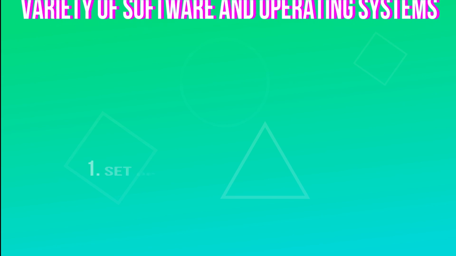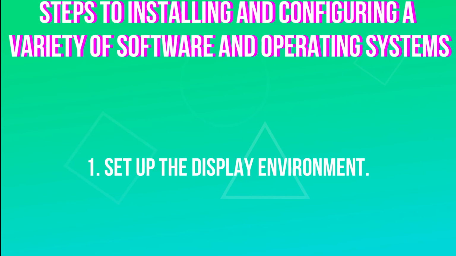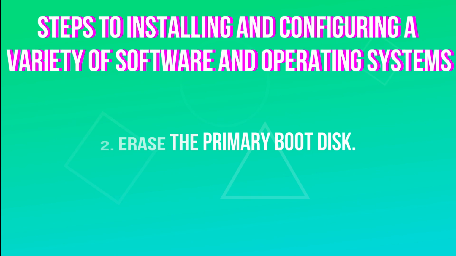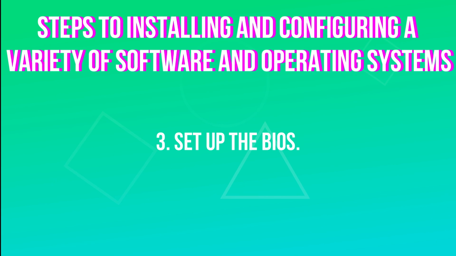There are 6 steps for installing and configuring a variety of software and operating systems. First, set up the display environment. Second, erase the primary boot disk. Third, set up the BIOS or basic input-output system.